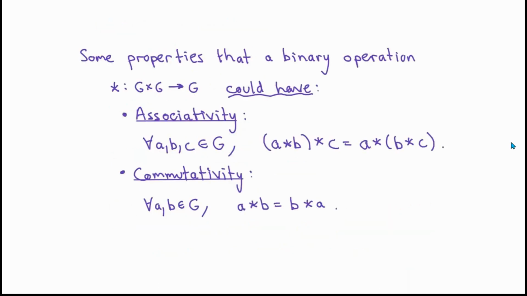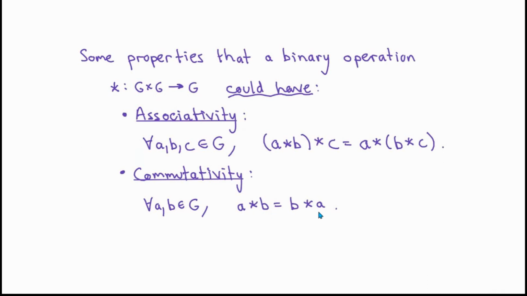Next, let's talk about a couple of properties that a binary operation could or could not have. The two main properties that we're interested in looking at are associativity and commutativity. So if we have a binary operation star on a set G, we say that it's associative if for any three elements A, B, and C of G, when you compute A star B and then star that with C, you get the same thing as when you compute A star with B star C. If we say that the binary operation is commutative, then it means that for any two elements A and B in G, A star B is the same as B star A.